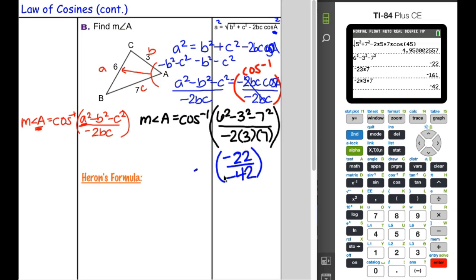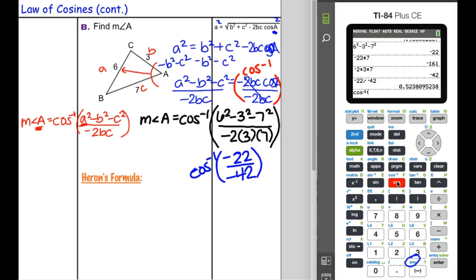And we need to take the inverse cosine of that. So I'm going to take negative 22 divided by negative 42. And I get positive about a half, but I don't want to round that. So I'm going to take second cosine. And I've taught you guys this trick before. Down here, we got this ANS. So that just means answer. So if I take second negative, it says I want the inverse cosine of the answer I just got. I hit enter. And the measure of angle A is 58.4 degrees.